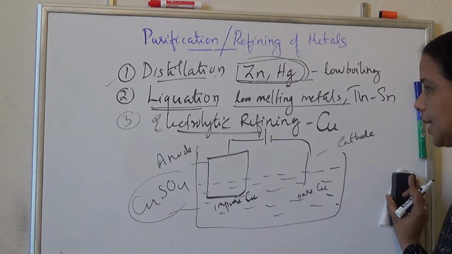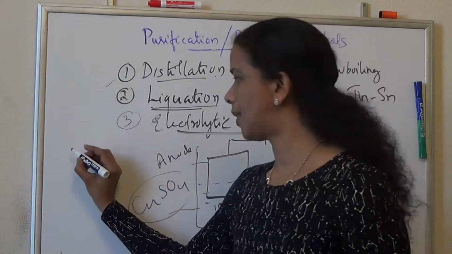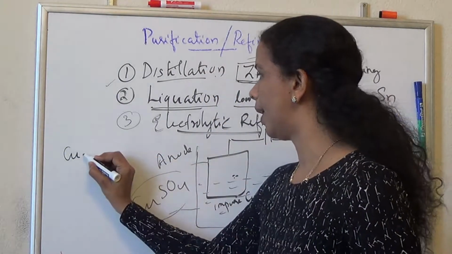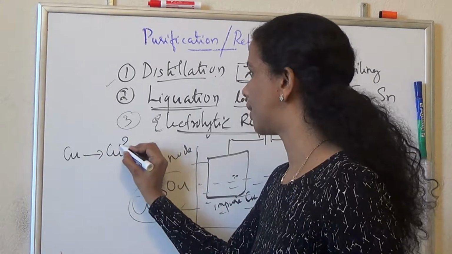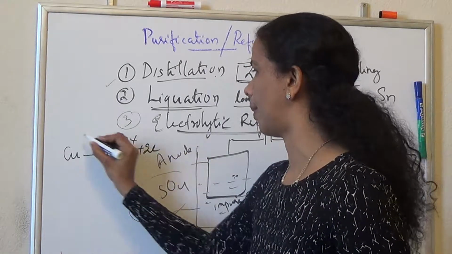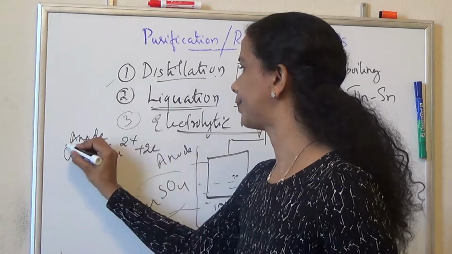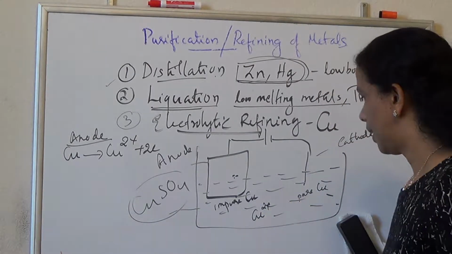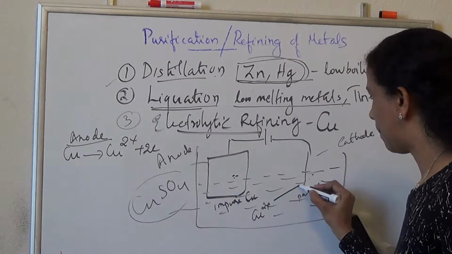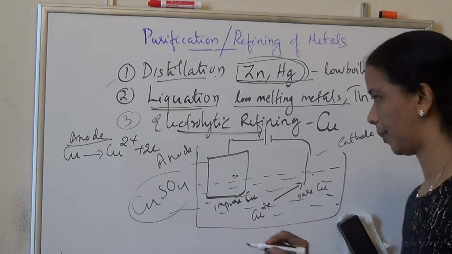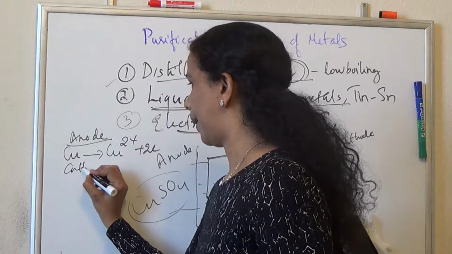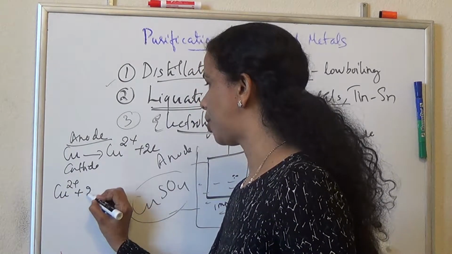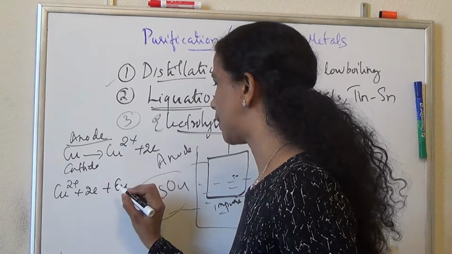On applying electricity, what will happen? We know that at the anode oxidation will take place. So the copper from the impure block undergoes oxidation and forms Cu2+ and 2 electrons at the anode. This Cu2+ will reach the solution. Due to the negative charge on the cathode, they will migrate towards the cathode. At the cathode, what will happen? These Cu2+ ions will accept 2 electrons and get reduced to copper.